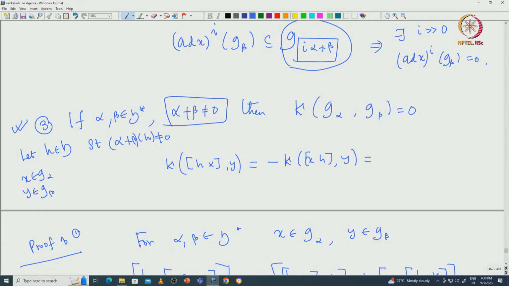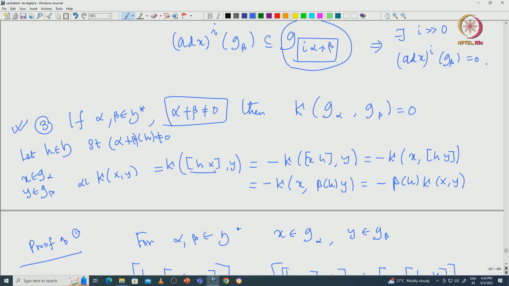and then we can use this associativity. Then we can write this as minus kappa of x comma bracket [h, y]. The bracket [h, y] will become beta of h times y. So this gives us minus beta of h times kappa of x comma y. But on the other hand, this is nothing but alpha of h times x, so this is going to give us kappa of x comma y times alpha of h.